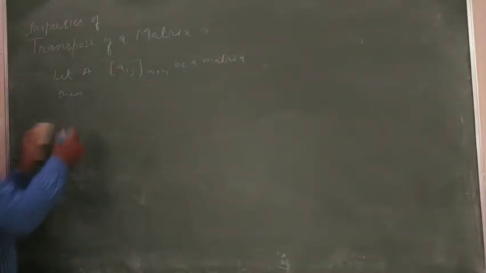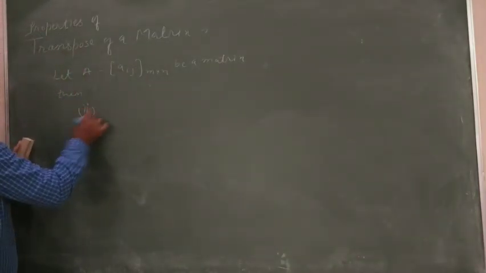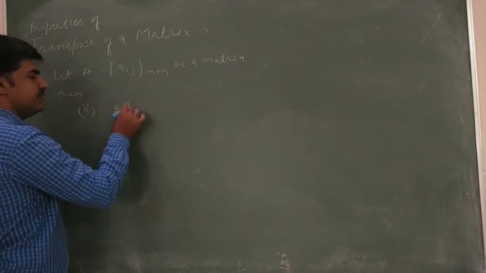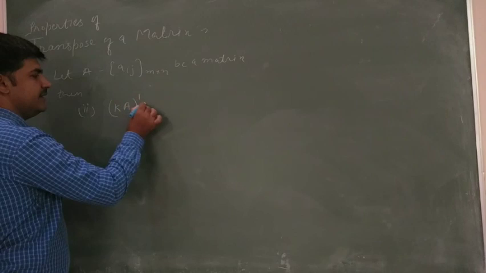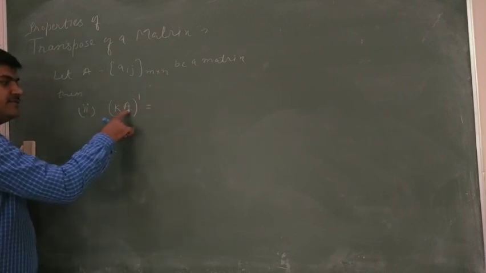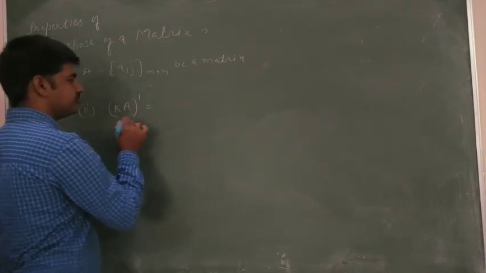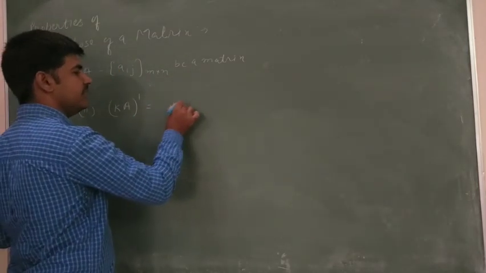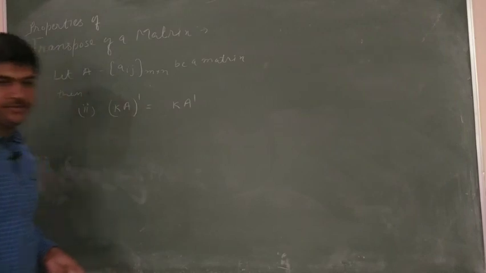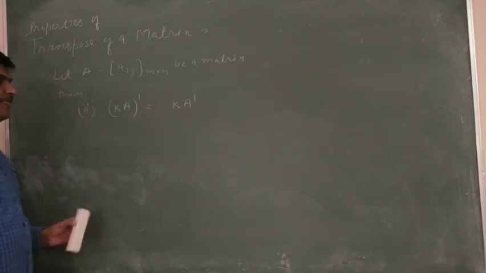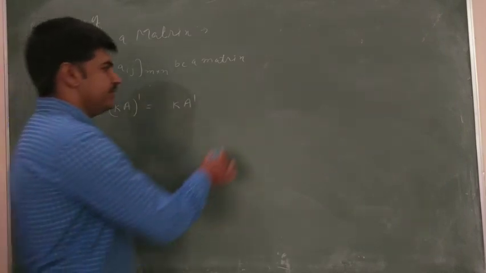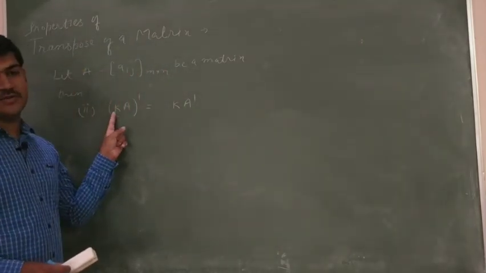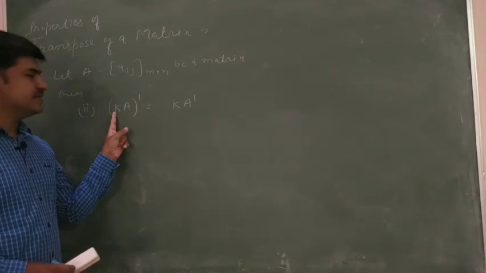The second property, students, of transpose of a matrix is, if K is a constant and A is a matrix, then transpose of K times matrix A is equal to K times transpose of A. Dear students, as we know that if we multiply a matrix by a scalar, then each of the elements of the matrix A is multiplied by the scalar.